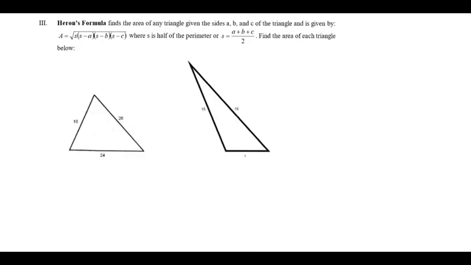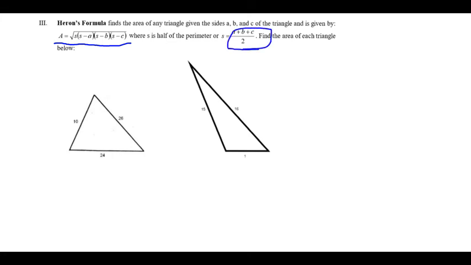All right, our last two problems for this section are brought to us by Heron's formula. And Heron's formula can be used to find the area of any triangle as long as you're given the lengths of the sides of the triangle. And the formula is A equals the square root of S times S minus A times S minus B times S minus C, where S is half of the perimeter. And the formula to find that is here. So you add up all three sides divided by 2.